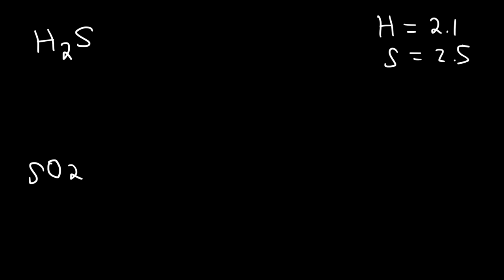Now let's consider these two examples. Hydrosulfuric acid, and also sulfur dioxide. Now hydrogen has an EN value of 2.1. Sulfur is 2.5, and oxygen is 3.5. So in sulfur dioxide, oxygen has the partial negative charge, sulfur has the partial positive charge. Now in H2S, hydrogen has the partial positive charge, sulfur has the partial negative charge.